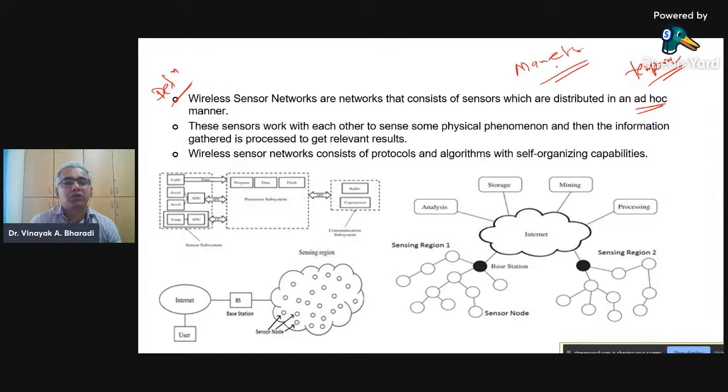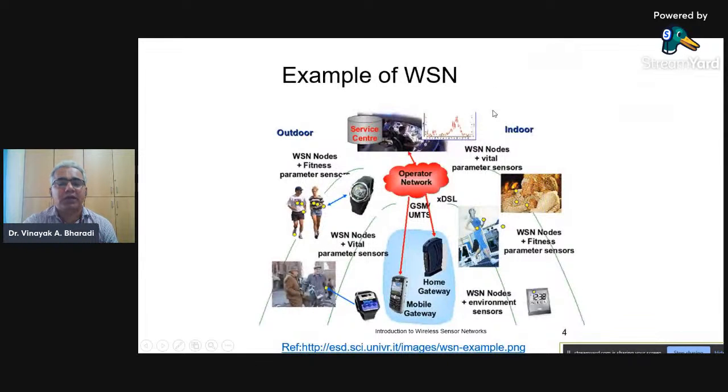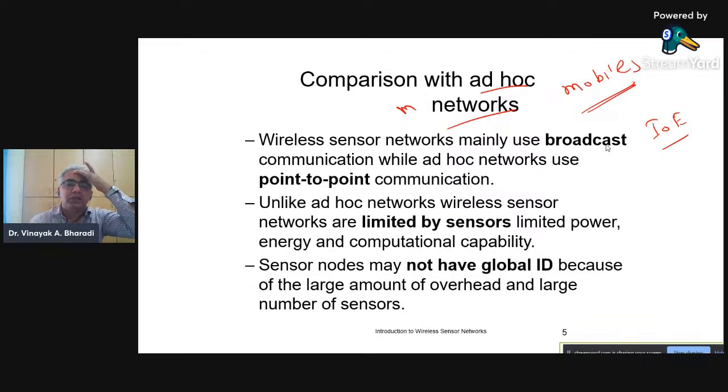Then there was the next slide, where you can see the comparison with ad hoc networks. These ad hoc networks might be mobile or other types of network. We have discussed this, so let us briefly go through it. So for ad hoc networks and mobile ad hoc networks, when we have the IoE, we say that mobile ad hoc network mandates are there. That is very important, because when we deploy IoT and IoE, they will be in connection with the mobile networks only.